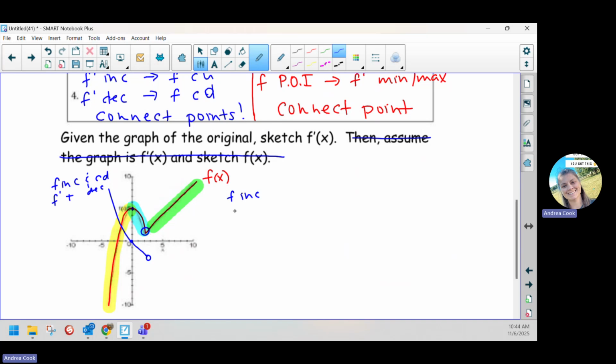So f increasing means f prime is positive, above the x-axis, but it's going to be a flat line because it doesn't have concavity. So I'm going to go, I don't know, up here, the slope of that looks like around 1. So I'm going to draw an open circle and just draw a flat line. And so that blue graph is f prime. All right.